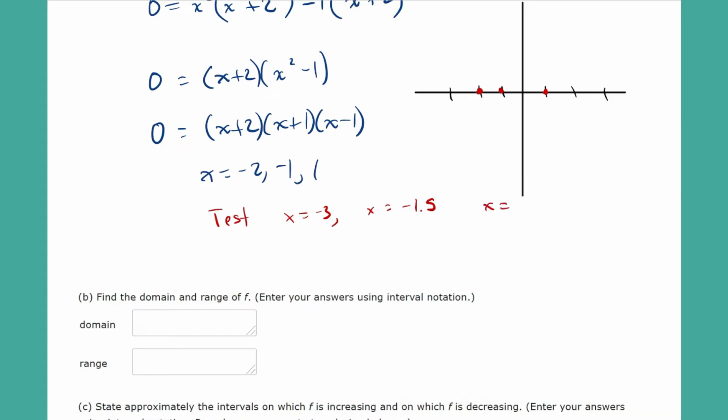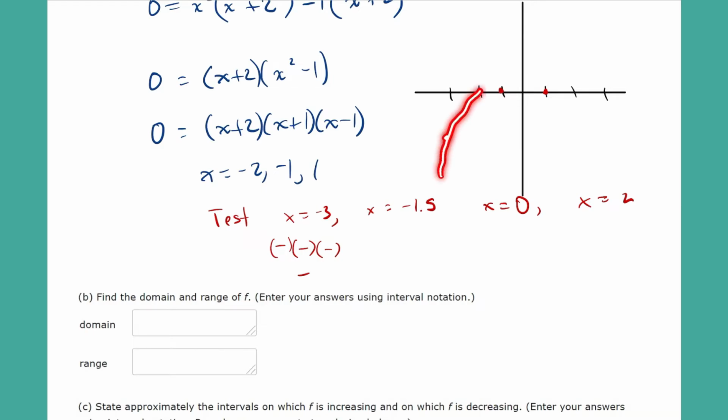I'm going to test 0. And finally, I'm going to test 2. All right, so let's plug -3 into our factored version. If you plug in -3 here, you're going to get a negative. So I'll just write negative times a negative times a negative, because this will be negative, this will be negative, and this will be negative, and 3 negatives is a negative. So that means the point is going to be below.